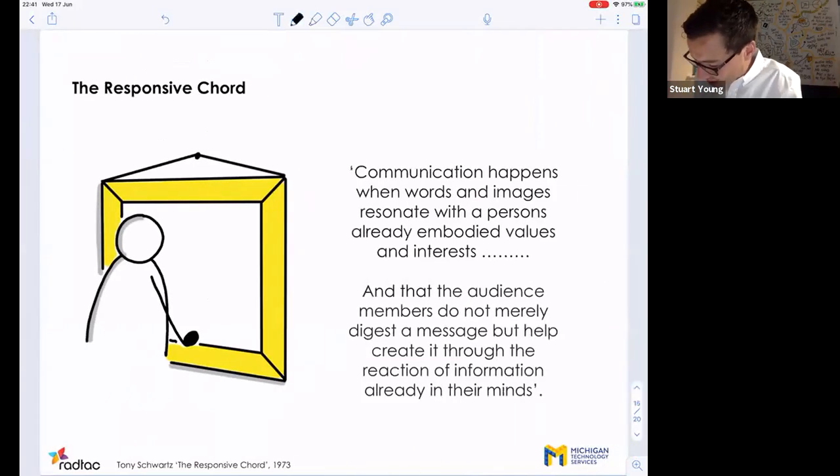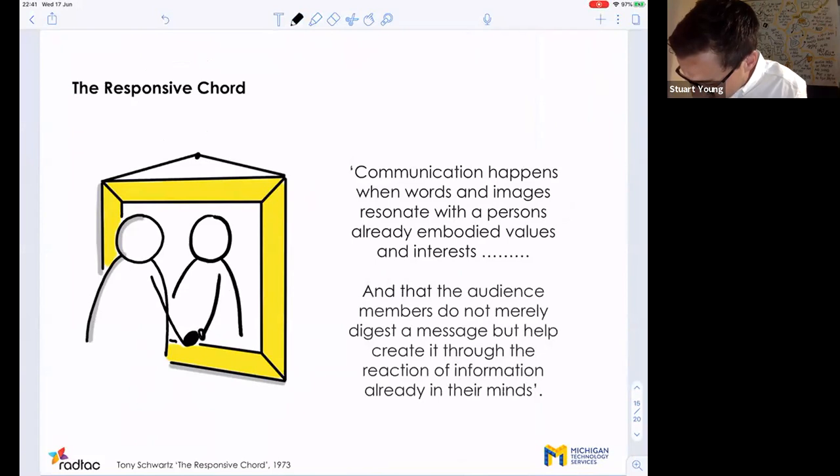Here I am trying to practice drawing and talking at the same time. There's a really nice book called The Responsive Chord by Tony Schwartz. He suggests that communication happens when words and images resonate with a person's already embodied values and interests. Now, this is so cool. Now that I've just said that quote, I'm going to stop talking. Read that quote. Just give me a visual thumbs up if that resonates with you, if that sort of makes sense to you.